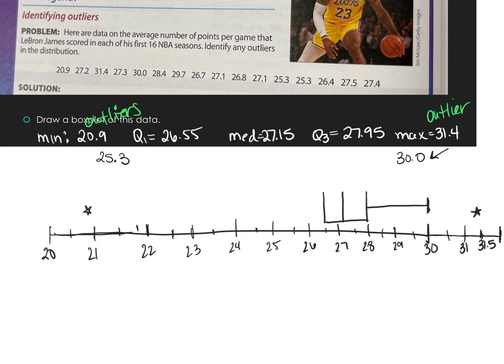Okay, so I drew bigger lines at the Q1, the median, and the Q3, and I make a box out of them. Then the highest data value that's not an outlier becomes the maximum. And then the lowest data value that's not an outlier becomes the minimum, 25.3. About here, and then we draw that whisker.